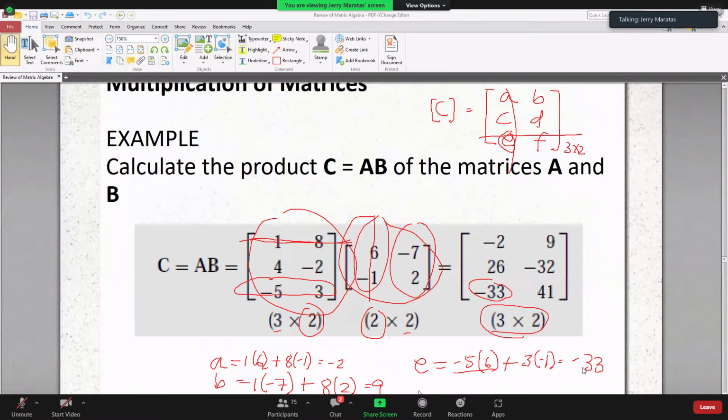Okay, one more. D, for example. D is located where? Second row, second column. So it should be second row, second column. So it should be 4 times negative 7, then plus negative 2 times 2. So that's how much? 4 times negative 7, that's minus 28. Minus 4, so it's minus 32.